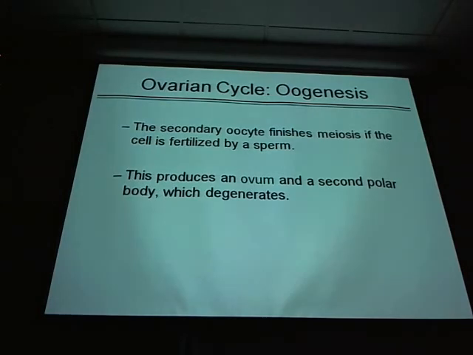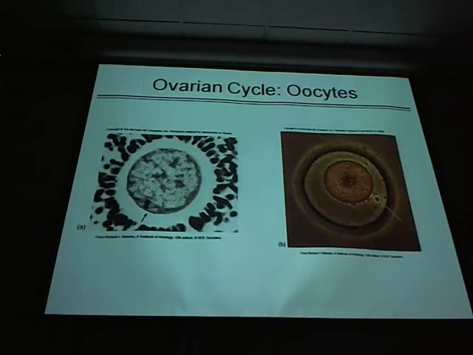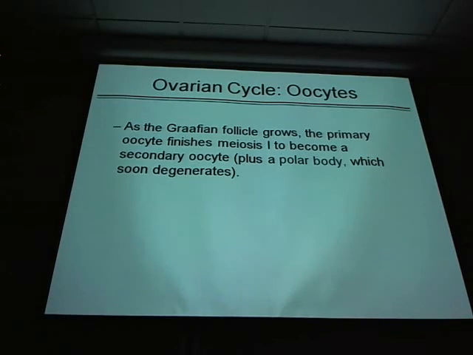The secondary oocyte finishes meiosis only if it's fertilized. Wait, the secondary oocyte finishes meiosis? The Graafian follicle grows, the primary oocyte finishes meiosis. So of all the Graafian follicles, all of them die except one. The primary oocyte finishes meiosis I to become a secondary oocyte.